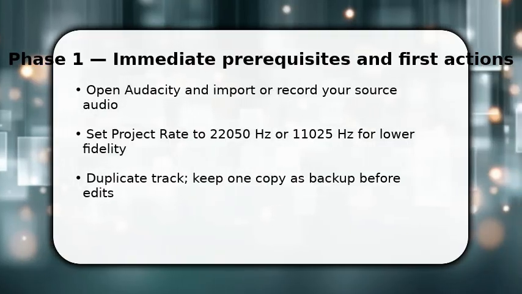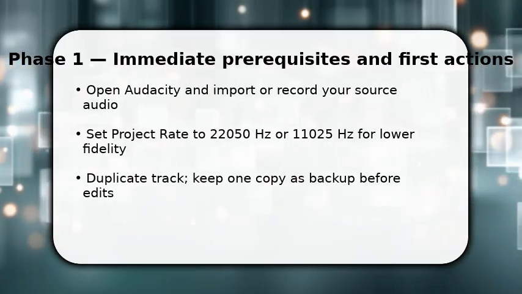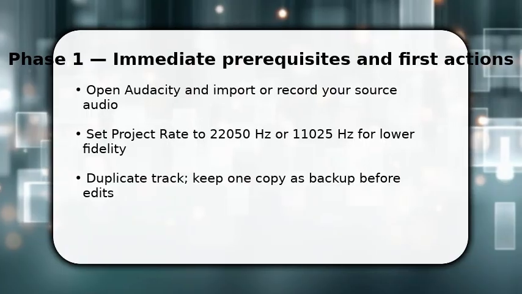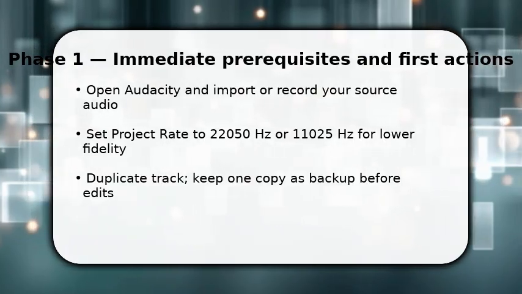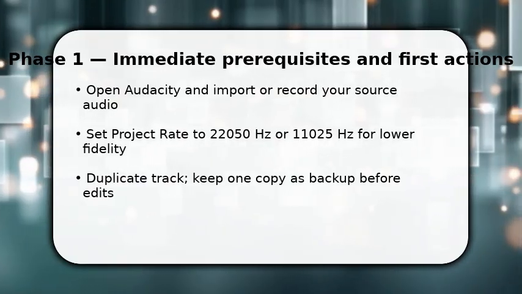You begin by opening Audacity and loading your audio. Make a duplicate track immediately so you can compare. Next, change the project rate at the lower left to 22,050 Hz or 11,025 Hz to reduce high-frequency detail.